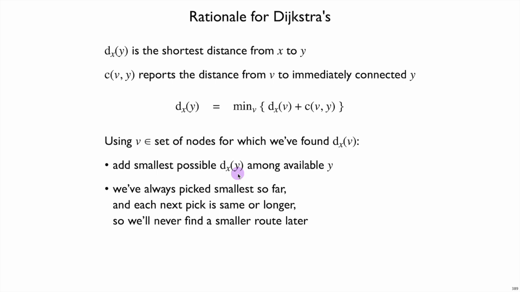That must be the correct one, because we've always picked the smallest thing we could so far. Anything we do in the future that's based on our pick, our new x,y, must be longer than any path that we've picked now, because it's going to build on d_x(y), or it was one of the things we should have chosen already. And so what that means is every time we pick the smallest thing, and every pick after that gets bigger, then we're never going to find a smaller route later, and that means that when we run out of things to pick, we will have gotten the right answer always.